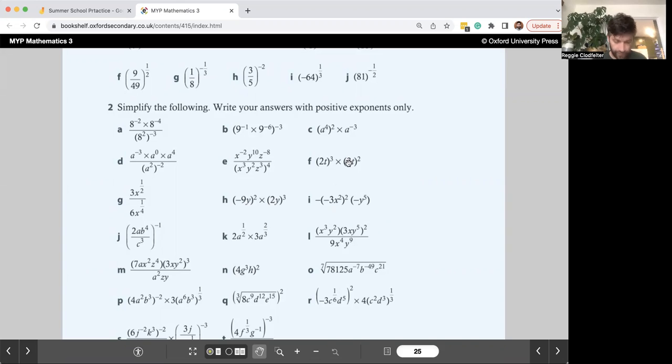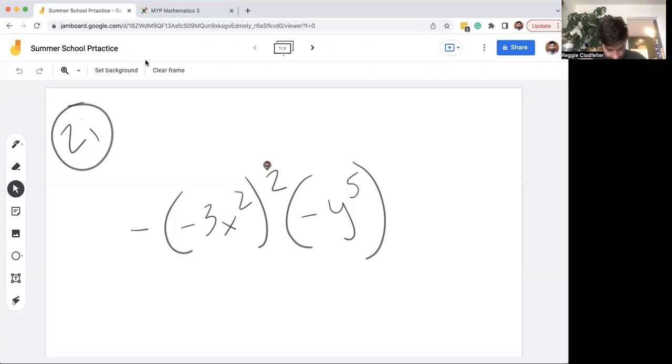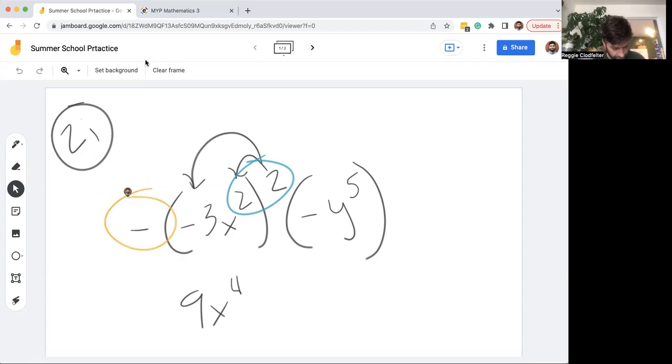So, there we go. So 2I is negative, and then in parentheses, negative 3x squared times negative y to the fifth. Okay, so first we're going to apply our power of 2 to both parts of this. Negative 3 squared is 9. X squared is power of a power rule. 2 times 2 is 4. Okay, and then we had this negative hanging out the front, so we get to apply that now. Negative 9x to the fourth.